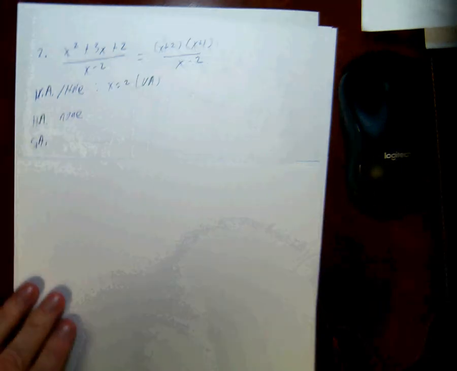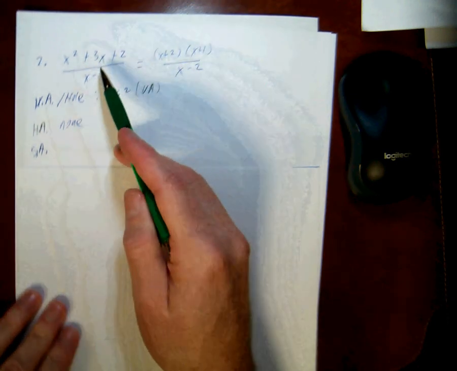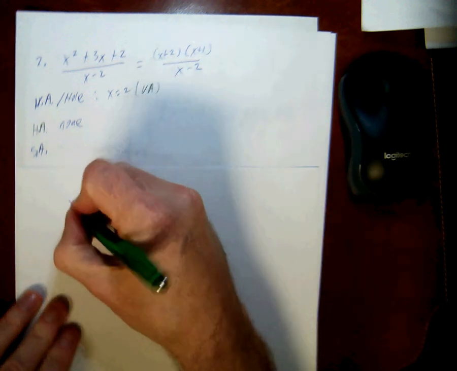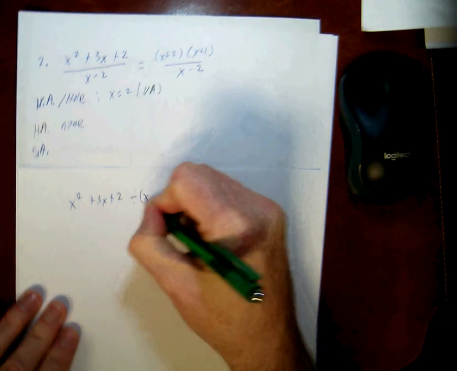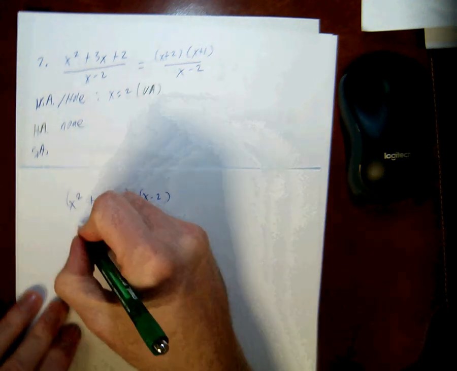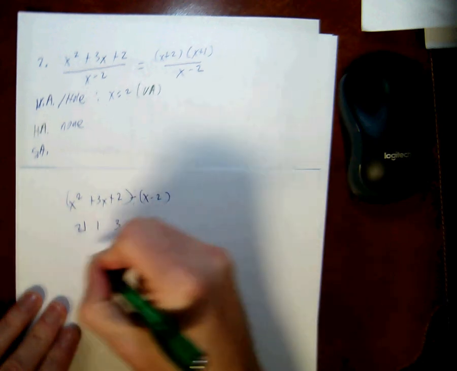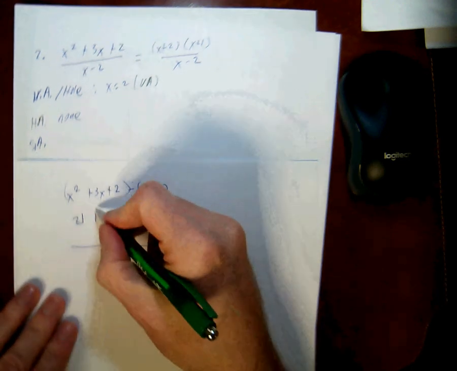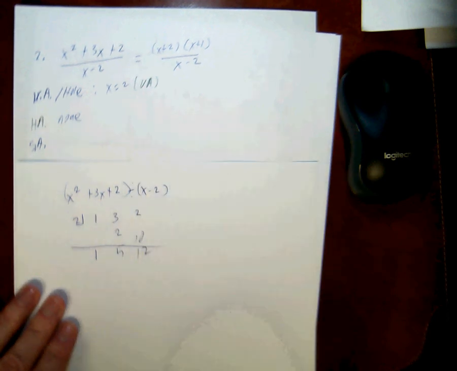So to find your slant asymptote, we have to change the way this looks. And the way that we change the way this looks is we divide. We're going to take x squared plus 3x plus 2 and divide it by x minus 2. Now you can either do long division, but most students like doing synthetic division. So we put the 2 in the box, and we have 1, 3, and a 2 here. And we divide, and so let's bring the 1 down. 2 times 1 is 2. That's going to give me a 5. 10, that gives me a 12.